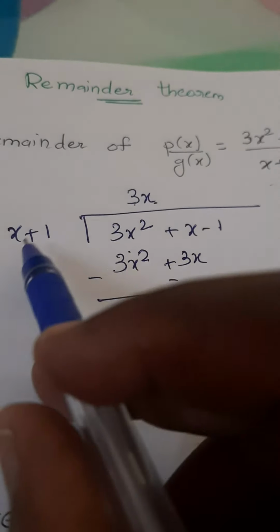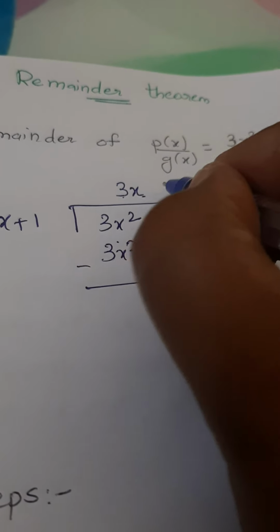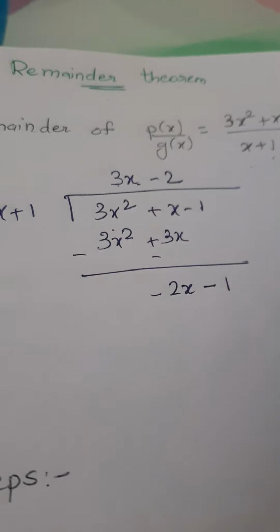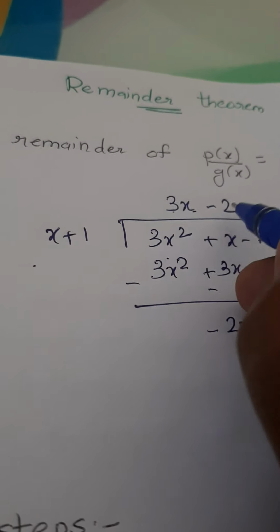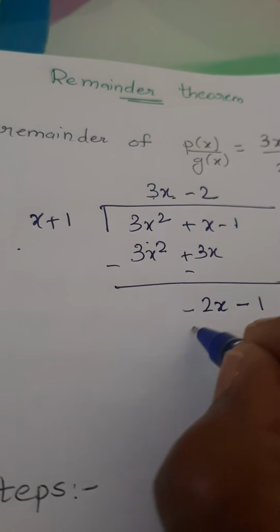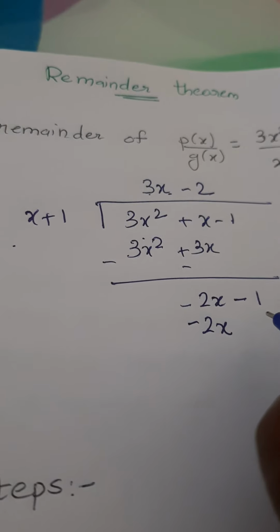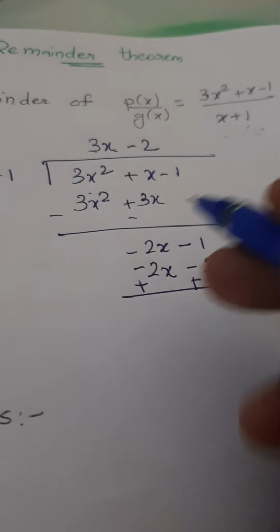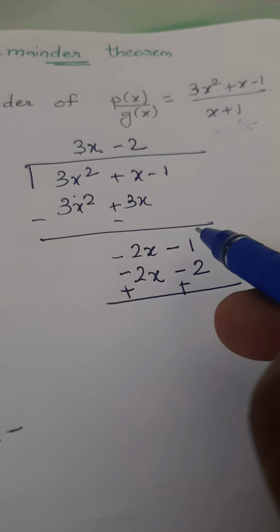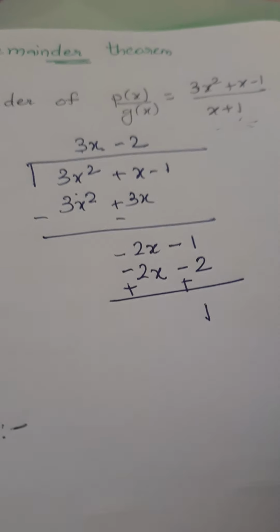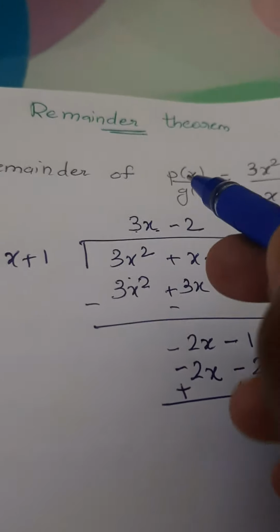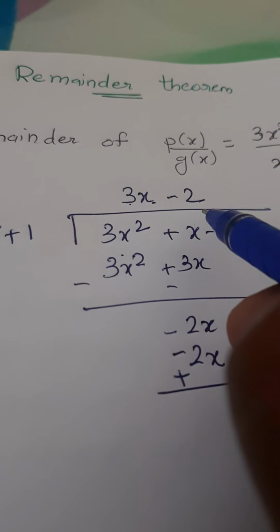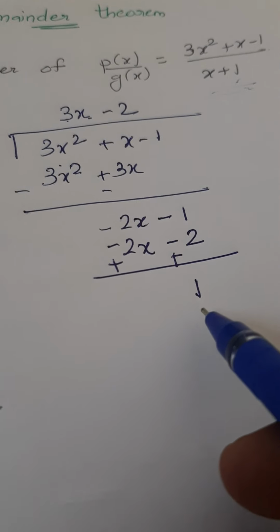Now minus 2x by x will give me minus 2 here. Now minus 2 into x plus 1 will give me minus 2x minus 2. I'll just reverse the signs. Minus 2x plus 2x will get cancelled and minus 1 plus 2 will give me 1. So the quotient here is 3x minus 2 and the remainder here is 1.